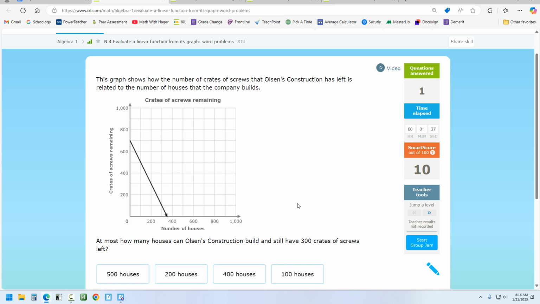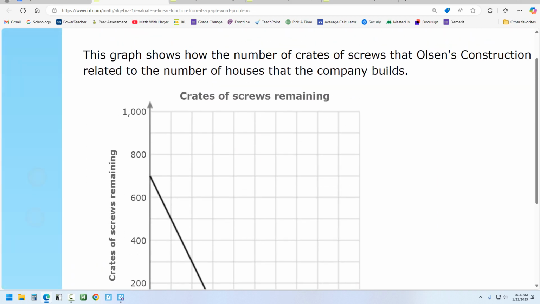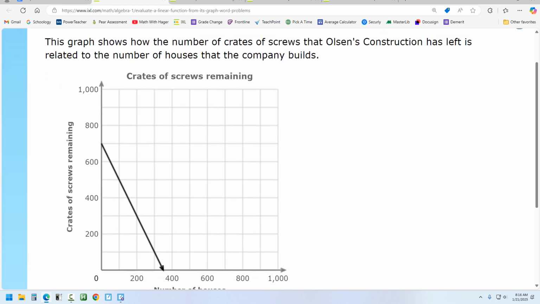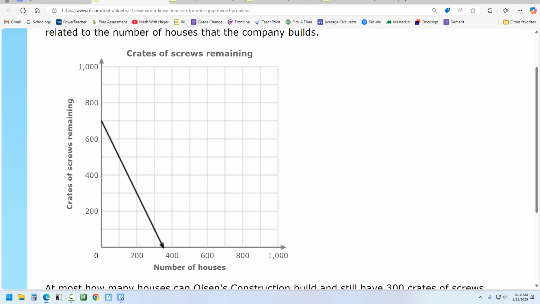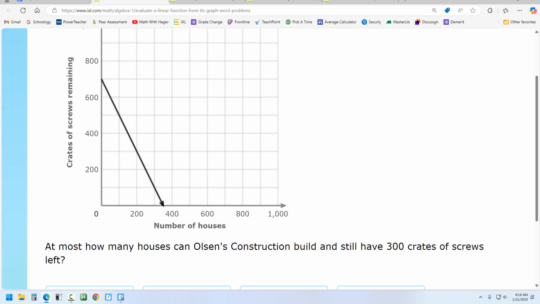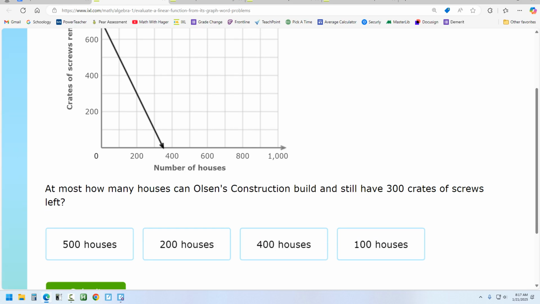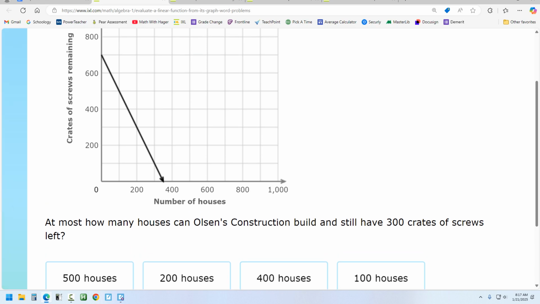All right, let's look at this one. It says the graph shows how the number of crates of screws that a construction company has left is related to the number of houses they built. So as they build more and more houses, the number of screws they have left goes down. It says at most, how many houses can Olson's Construction build and still have 300 crates of screws left? Okay, so the same thing as the jelly. I would go to 300, see where that hits the line, and then drop down.